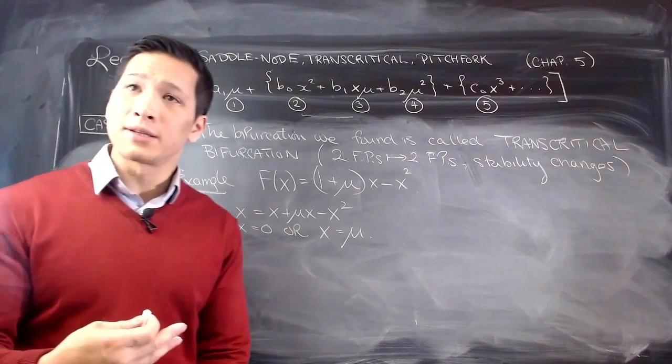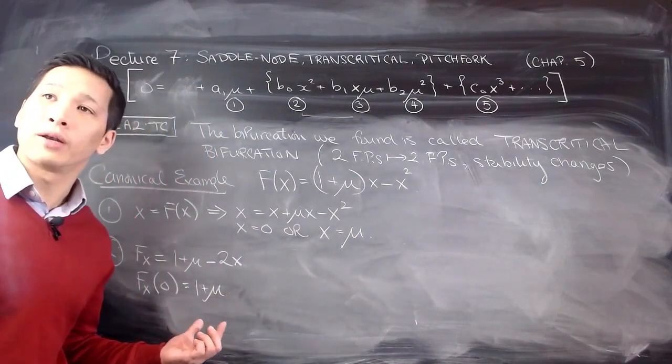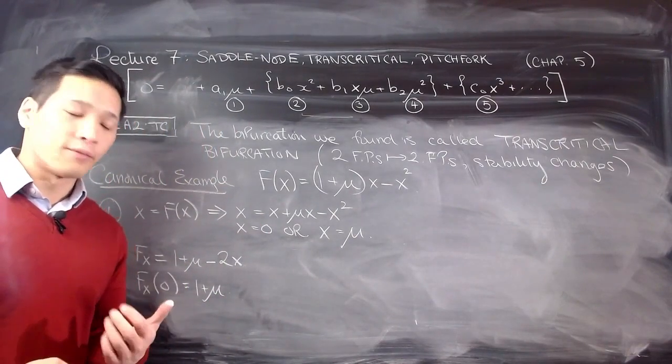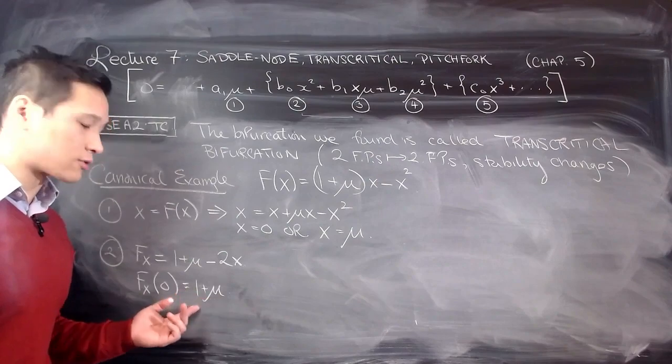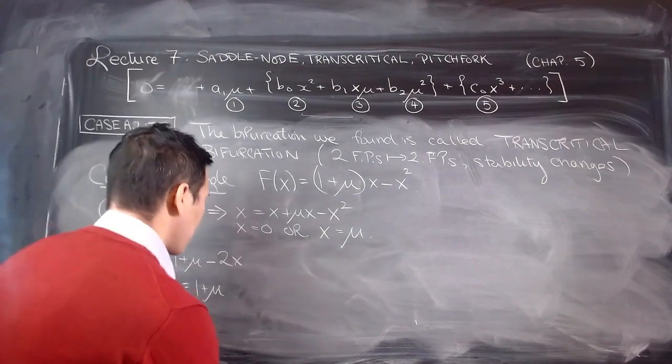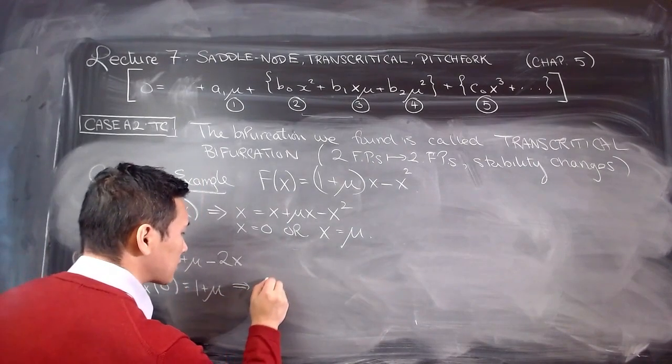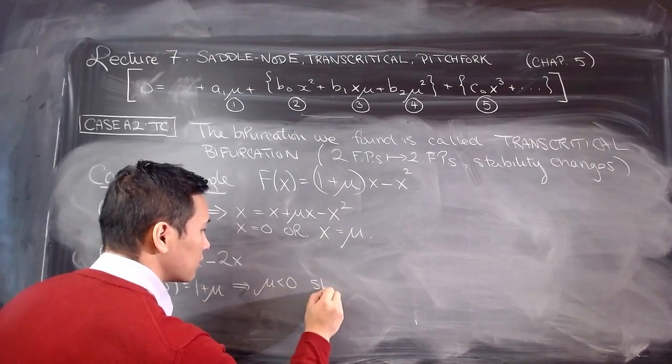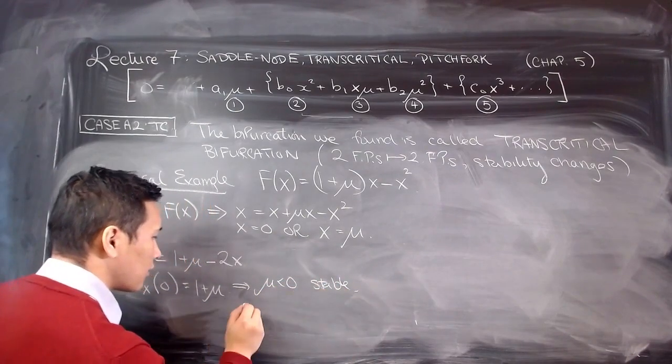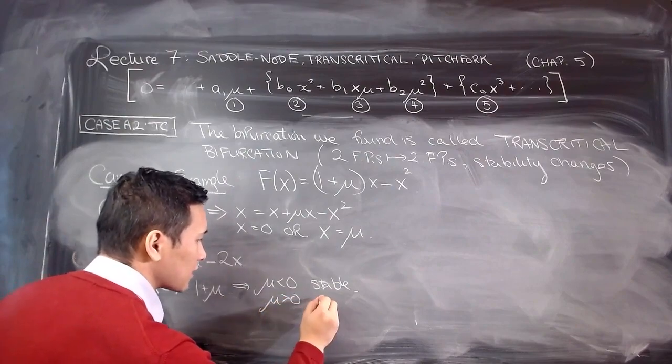So if mu is less than 0, then this quantity is less than 1, and you're stable. If mu is greater than 0, then this quantity is greater than 1. So this tells you that if mu is less than 0, it's stable. Whereas if mu is greater than 0, it's unstable.